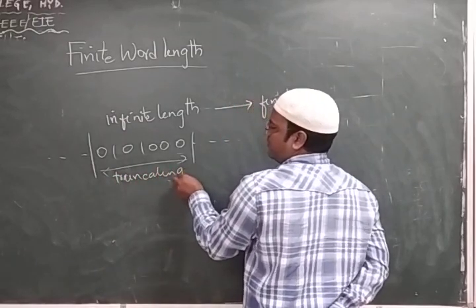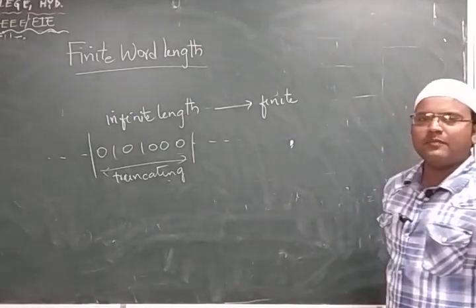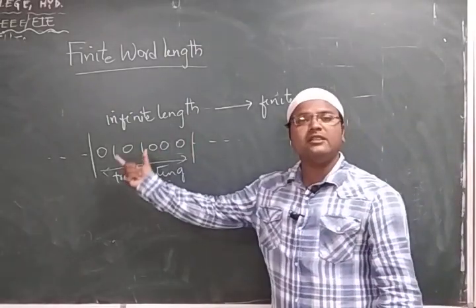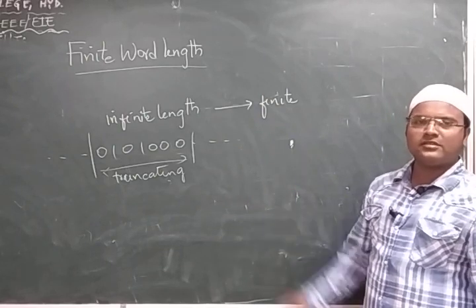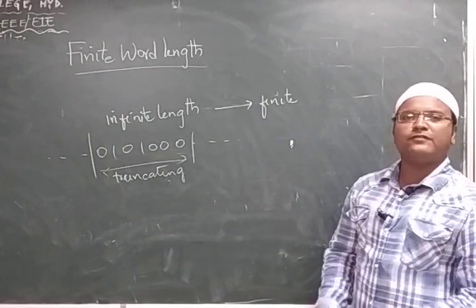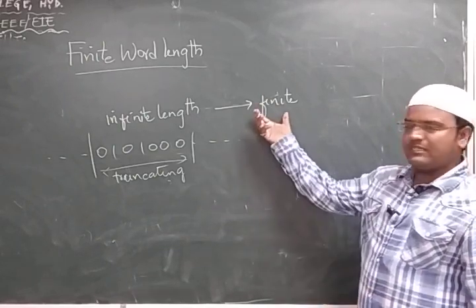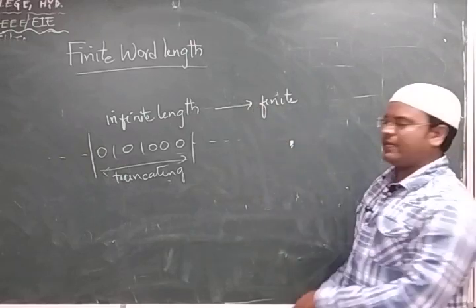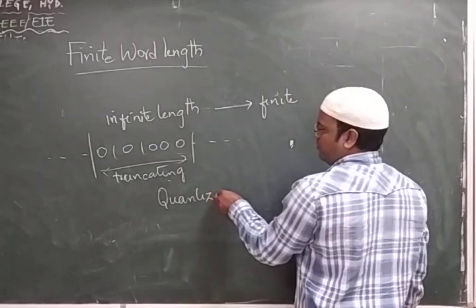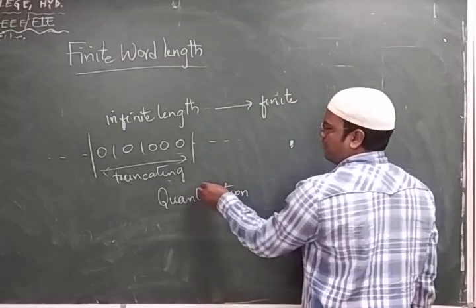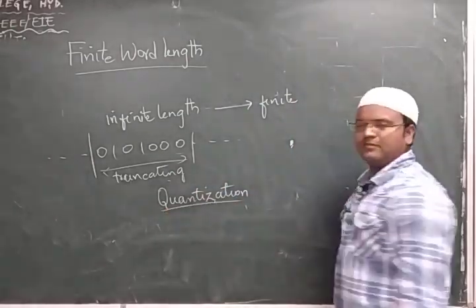Truncating or truncation. What is the meaning of this truncation? Truncating means you are making that infinite number of bits into a finite one. While you're doing these things, you may have some sort of concept. That concept is called quantization. You may get this concept in your communication subjects, the quantization, right?